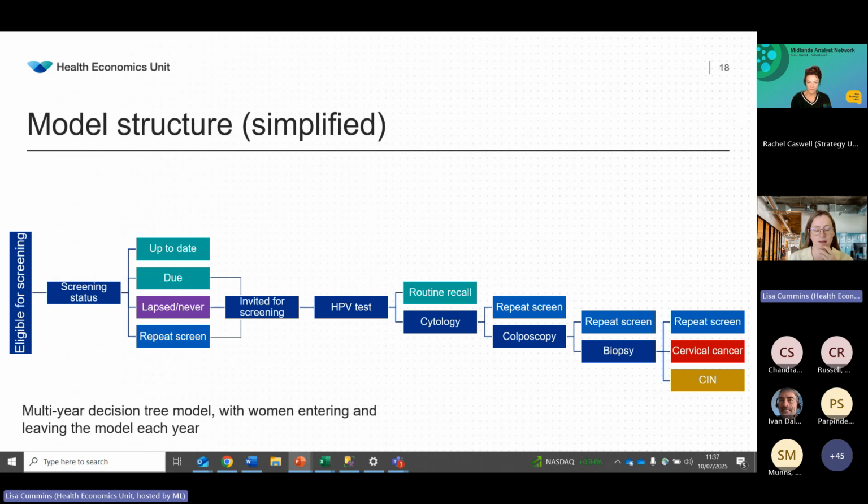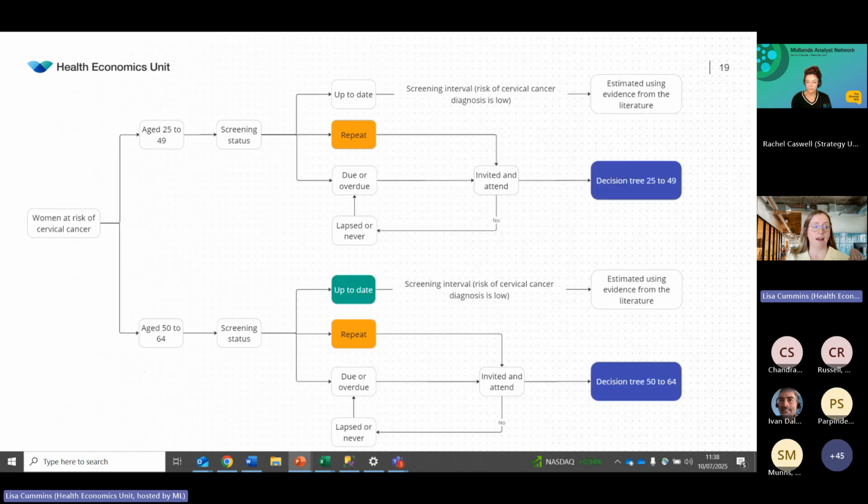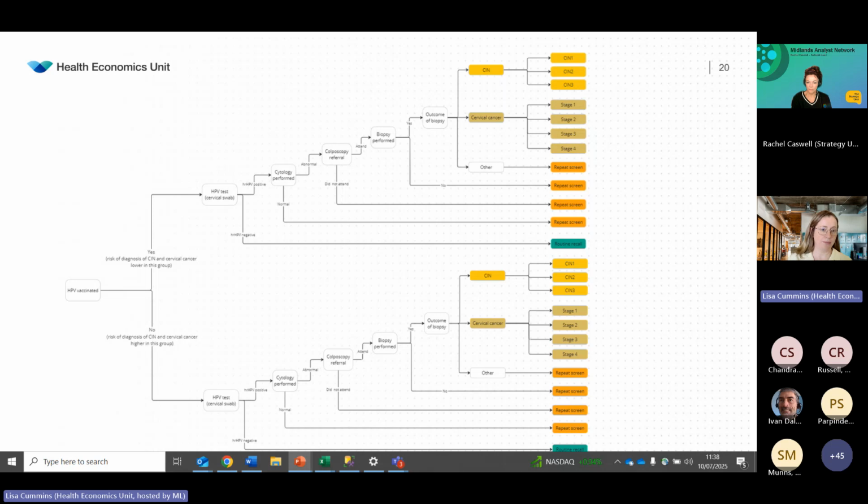Following colposcopy, you may or may not have a biopsy, and then ending here, you may have a diagnosis of cervical cancer or CIN, which is the cell abnormalities which then go on to cervical cancer. As I said, it was a multi-year decision tree model, and women enter and leave the model each year. I'm not going to go into this in detail, but this slide and the next slide just highlight the complexity of the decision tree.